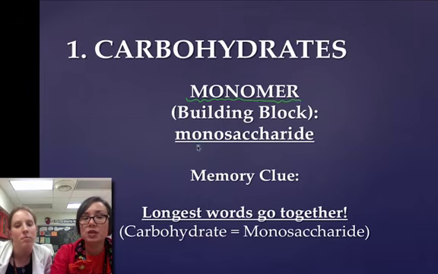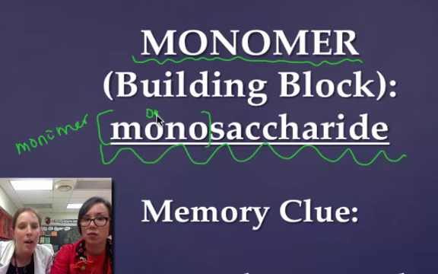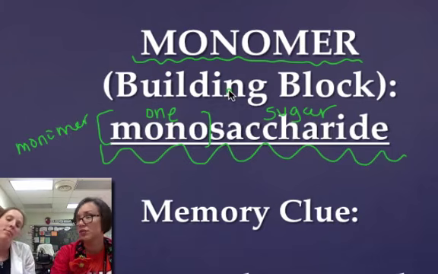That's right. And the building block of a carbohydrate is something called a monosaccharide. If you look closely at this word, the prefix looks very similar to the prefix of monomer. So what does monosaccharide mean? It means one sugar. Very nice. So carbohydrates are a fancy way of just saying sugar.